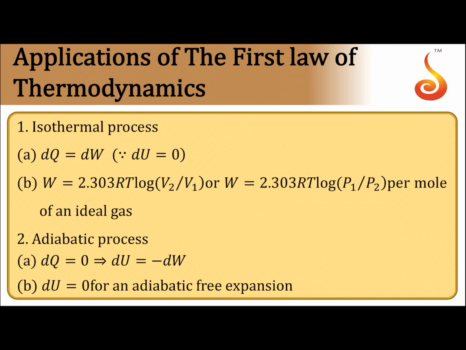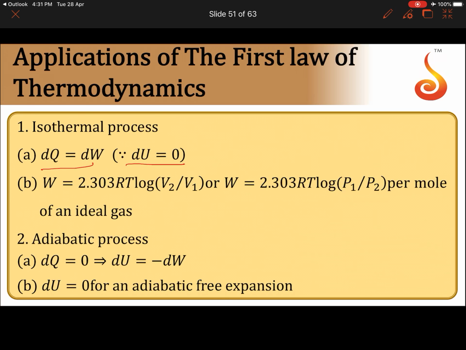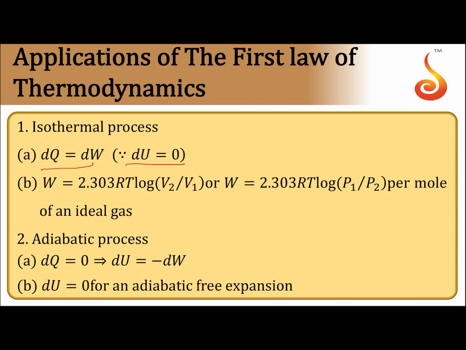Now if we apply the first law of thermodynamics to different thermodynamic processes. For isothermal process, temperature is constant, so the internal energy change is 0. Then dQ is equal to dW. All the heat that you supply will be converted to work. Work done during isothermal process is given by 2.303 RT log of V2 by V1 or 2.303 RT log of P1 by P2. This is for 1 mole of a gas. If it is n moles, it will be nRT, or mu moles, mu RT.